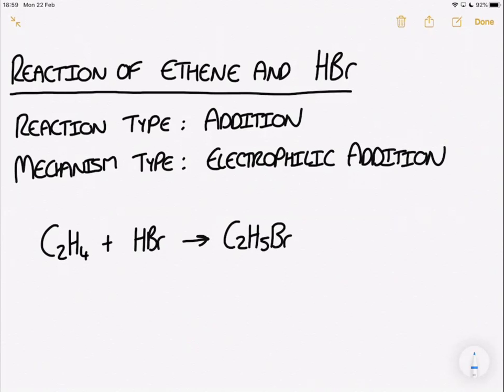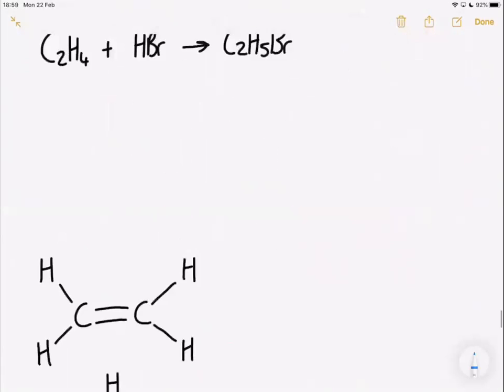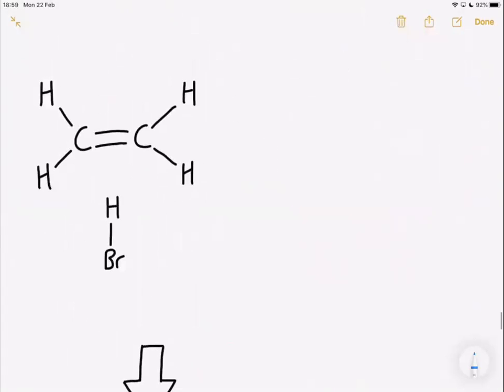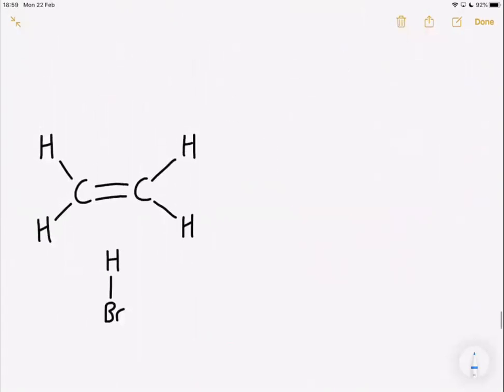So let's look at how this works. We're going to work through one version of the mechanism with lots of annotation, then the second version with a bit less, and then the third version again with a bit less, and then some practice. Let's have a look at it. So here is ethene and hydrogen bromide. You'll need to copy these structures, obviously pausing the video as appropriate. I'm not always going to tell you to do that, so you just need to do it when it's relevant.